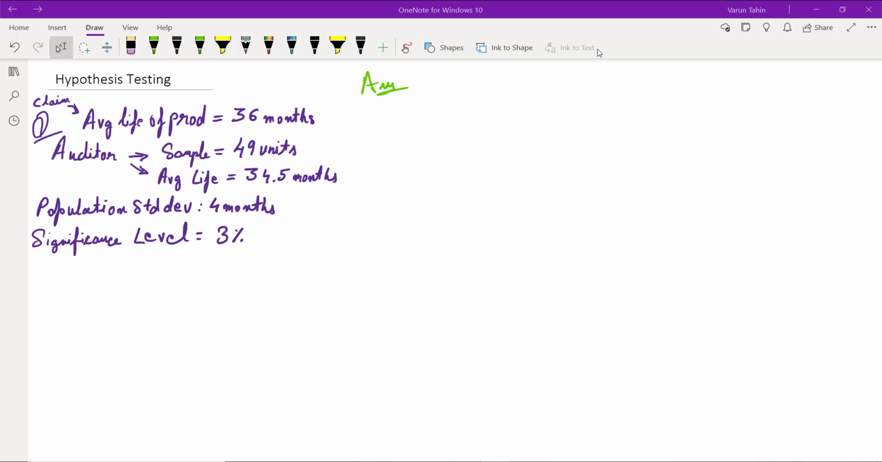Now a manufacturer claims that the average life of its products is 36 months. But an auditor selects a sample of 49 units from the product and calculates the average life, and he found it to be 34.5 months. Assuming that the population standard deviation is 4 months, we have to test the manufacturer's claim at 3% significance level using the critical value method. Now here small n becomes 49, the sample mean, that is x bar, becomes 34.5, mu becomes 36 months, sigma becomes 4 months, and 0.03 is the significance level.